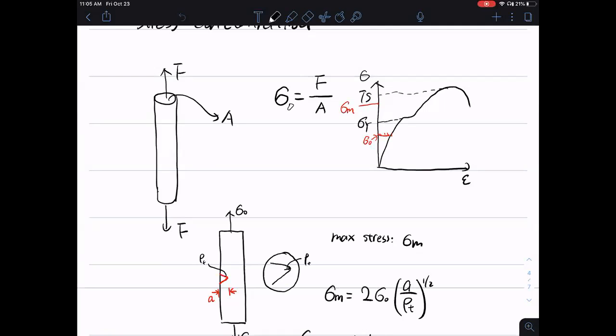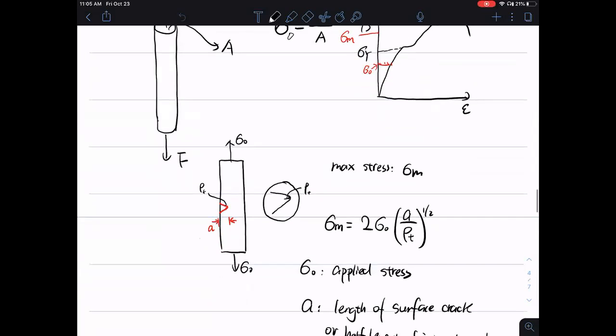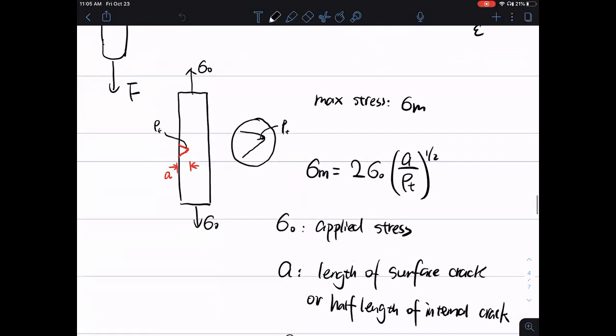And we talk about this equation. Sigma m, it's the maximum stress in a material when cracks are present. And those cracks and the flaws are sometimes called stress raisers because they can raise stress. Inside of this equation, we know this sigma m is going to be larger than sigma naught when we have cracks or flaws. A here is the length of the crack if that's a surface crack.